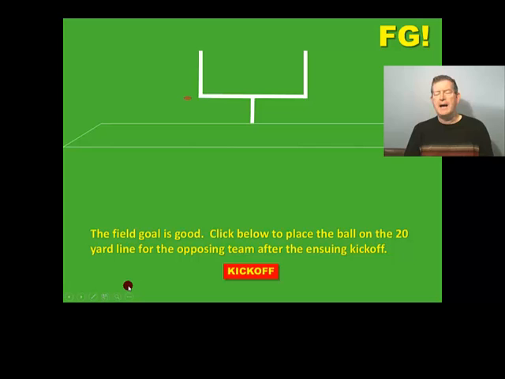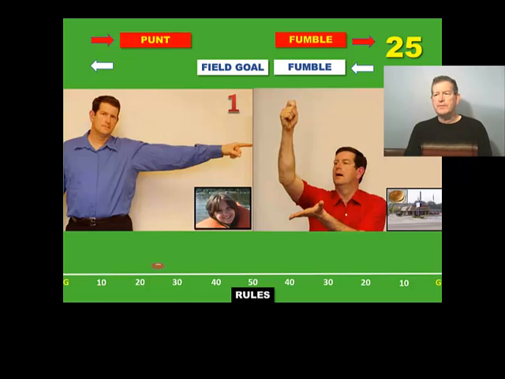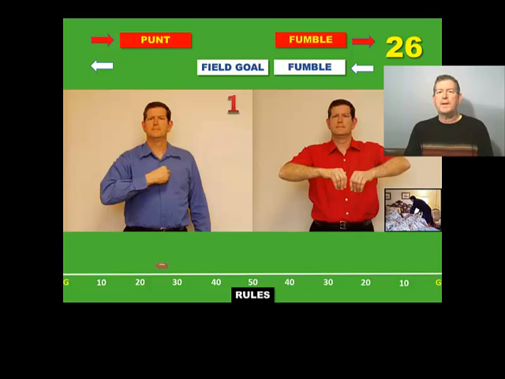It's good, and the score is now 3-0 in favor of the white team. You'll notice it says at the bottom the field goal is good. Click below to place the ball on the 20-yard line for the opposing team after the ensuing kickoff. Since you can't return a kickoff, we will just hit the kickoff button, and now the red team has the ball back again on their 20-yard line. Well, let's assume, again, without saying all the different statements here, that they advance the ball a total of 6 yards, and now it's 4th down.